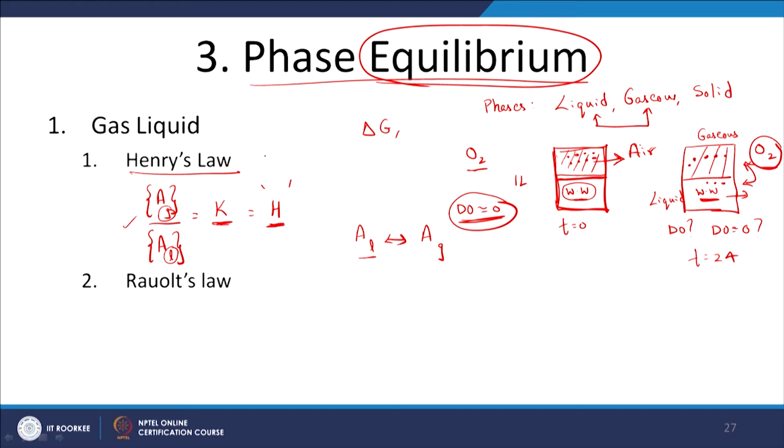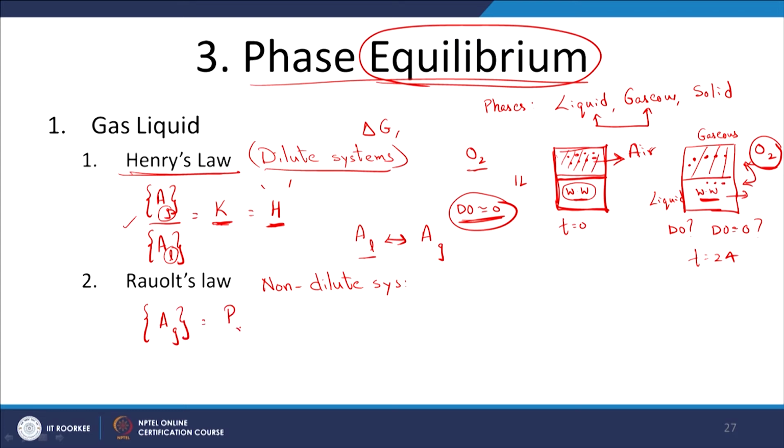But keep in mind that this is applicable for dilute systems. Henry's law is typically applicable for dilute systems. The same way, we come across Raoult's law, and that is applicable to non-dilute systems. And what does that give us an idea about? Similarly, it gives us an idea about the activity of the relevant compound in the gaseous phase being equal to the vapor pressure of the compound times the activity of the compound in the liquid phase.